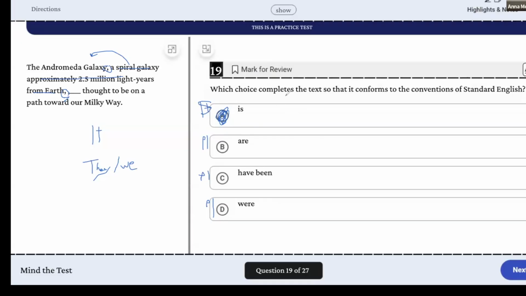This trick really does seem to work. So honestly, if it were me and I were short on time, which most people are, I would do a quick skim down. I would say, is, are, have been, were. Oh, it is. That's singular. That's different. I'm going to pick A. I'm not even going to read it. I'm just going to mark it for review and I'm going to go on.